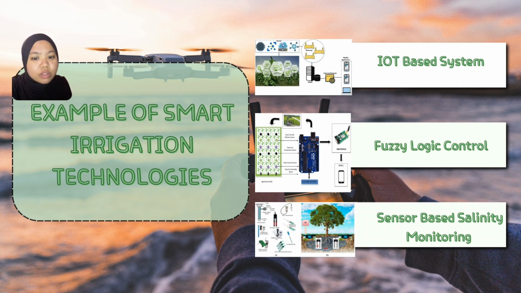Second, the fuzzy logic controller. It makes smarter decisions by adjusting water flow based on multiple factors like soil moisture and temperature rather than just one setting. Third, sensor-based salinity monitoring. This system detects salt levels in the soil and helps prevent salt buildup in the root zone, protecting crop health. Together, these technologies make irrigation more precise, efficient, and responsive.